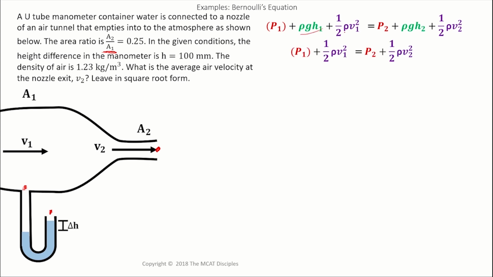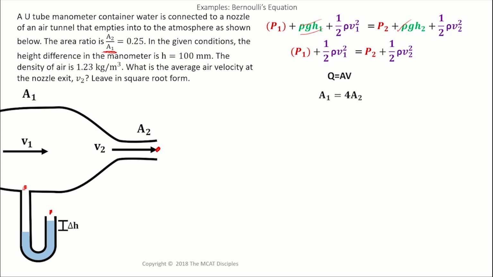We get rid of the height because the height isn't changing here. We assume that the small change in height here is not important. And now we have P1 plus 1/2 rho V1 squared is equal to P2 plus 1/2 rho V2 squared. And we could use Q is equal to AV to determine the relationship between V1 and V2.